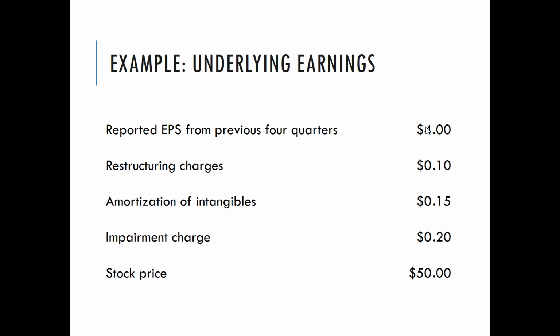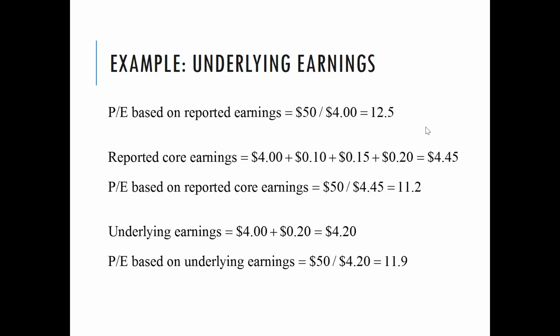So you're figuring out which of these are one-off items, and which will most likely persist in the future as well. In this case, you might say it's the impairment charge, so I might only add back the impairment charge. Yes? So for the underlying earnings, you just pretty much choose whatever.